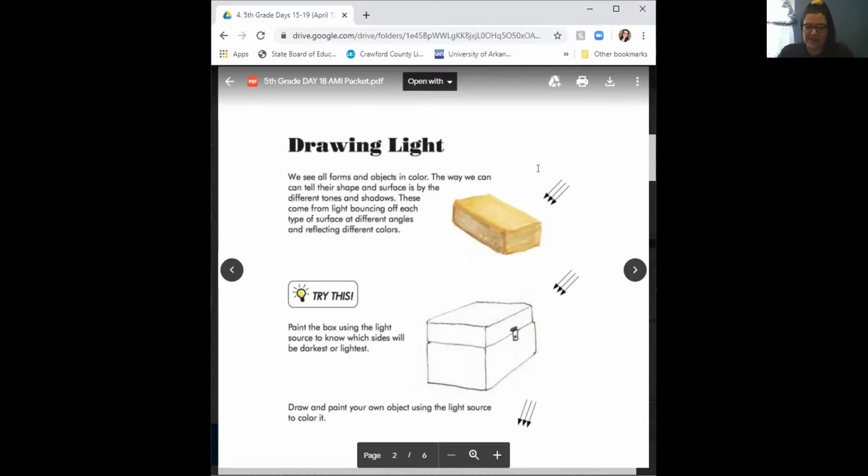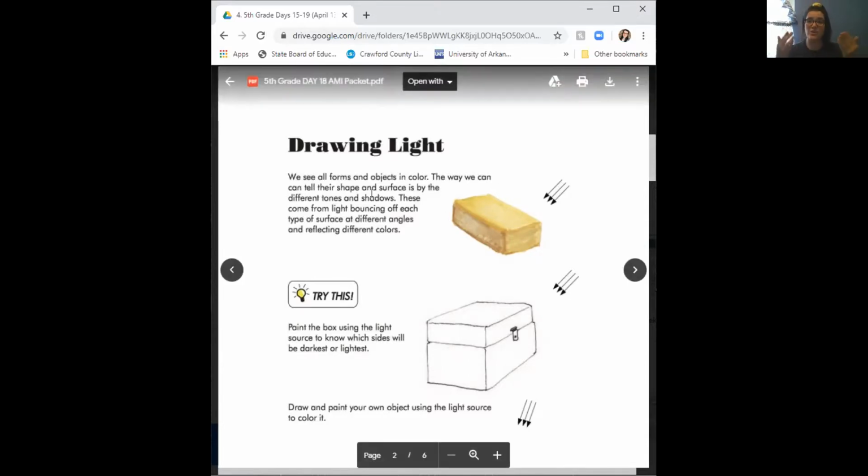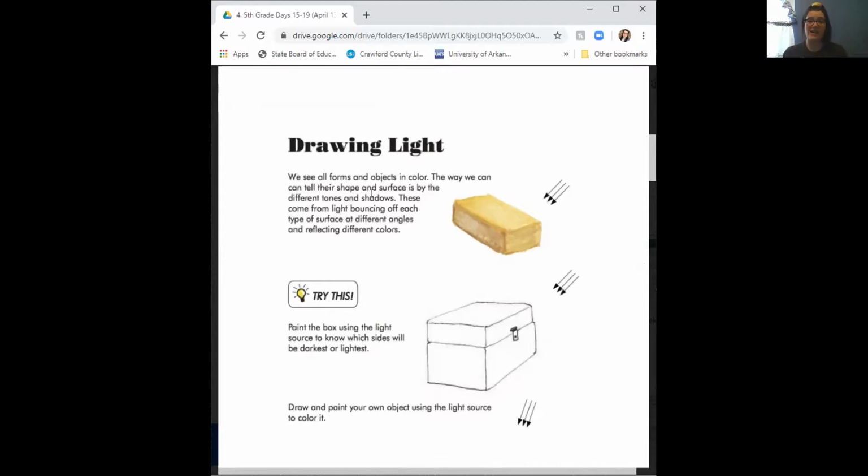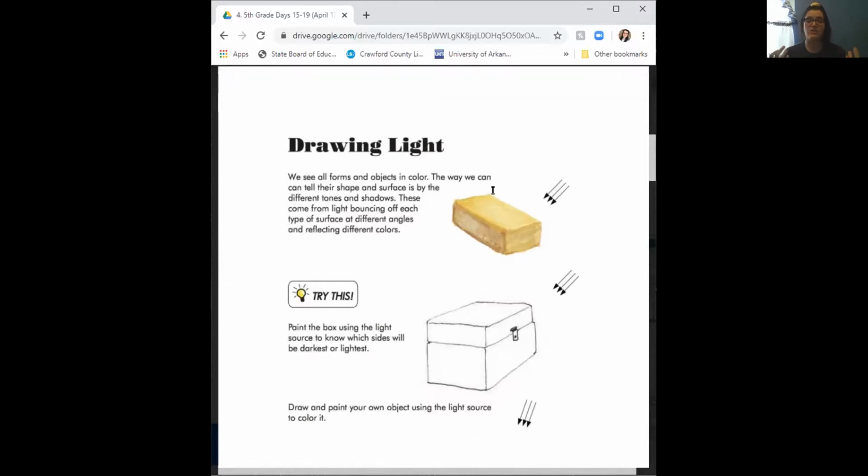So what this means, these little arrows are our light source. Okay, and so the light source is hitting this object right here. So wherever the light source hits the object is probably going to be lighter. But then look at this side of the object. This side of the object is a little darker than right here. That's because the light source is not hitting it directly. So where the light source is not hitting the object directly, it's going to be a little darker. And where the light source is hitting the object directly, like head on, is going to be brighter.